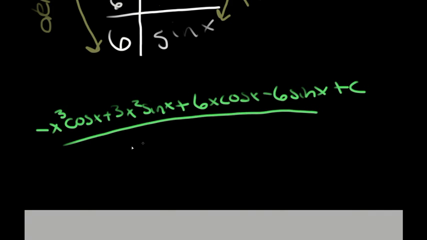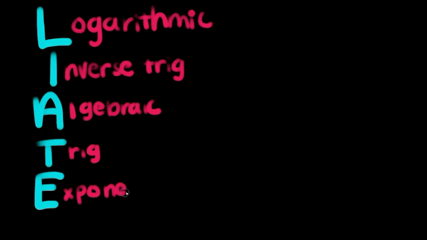and don't forget plus c. When picking your u for an integration by parts problem, using the acronym LIATE helps you choose your u. LIATE stands for logarithmic, inverse trig, algebraic, trig, and exponential, and this is the order that you should choose your u.